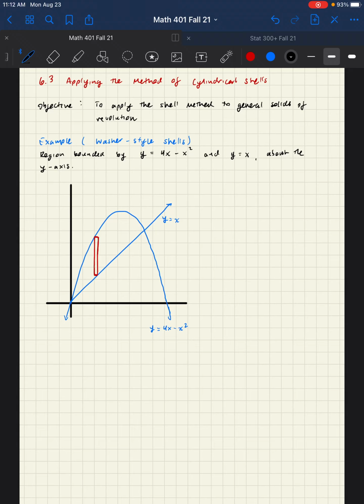Welcome back to another video, 6.3. We are talking about applying the method of cylindrical shells to more general solids of revolution. As I mentioned in a previous video, this video is going to be a lot more example driven. And let's just dive right in.